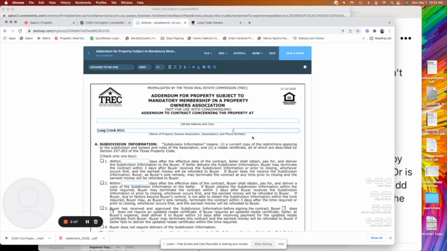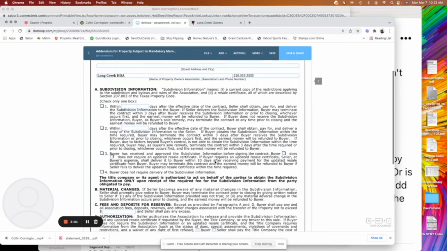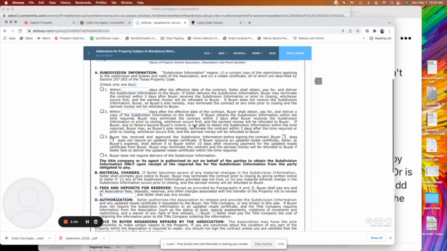So to find that, I'm just going to put in a phone number. Then all we've got to do is figure out one of these four boxes. When we're buying this, we need to know what the HOA does.